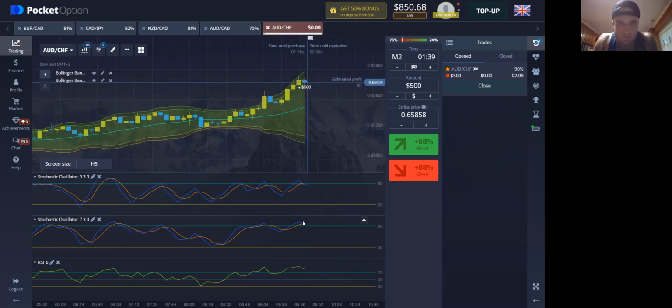We've had this one come here a little bit later than this one. So this one's really on the money here. And this one's just giving us a little crossover on here. The RSI is starting to point down.